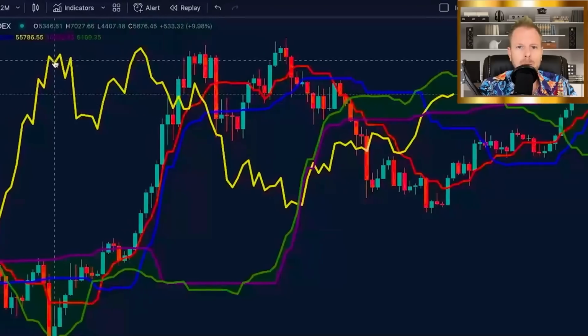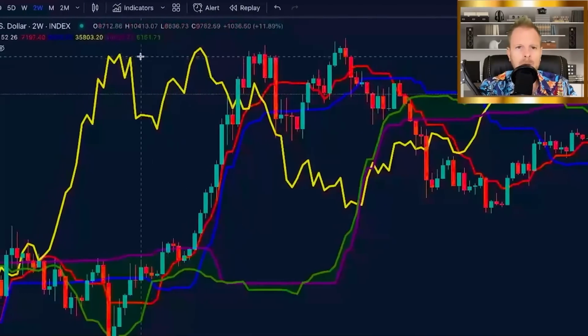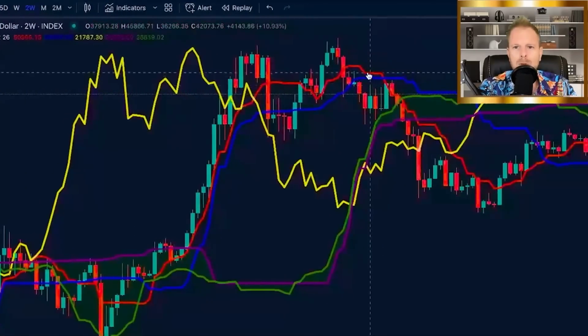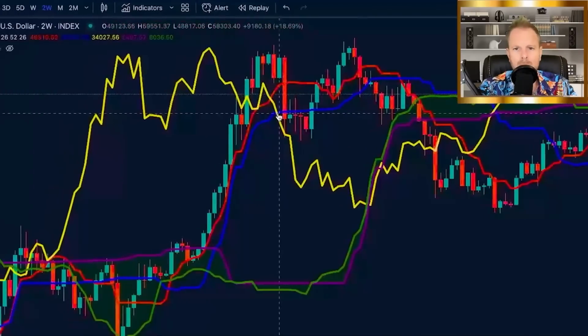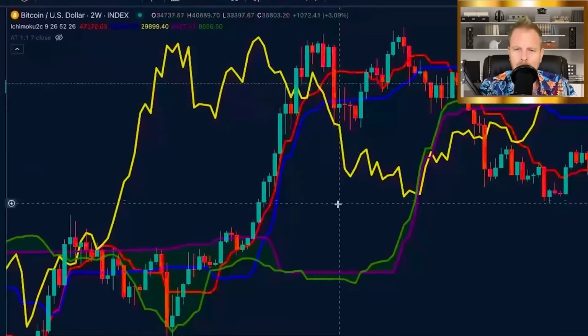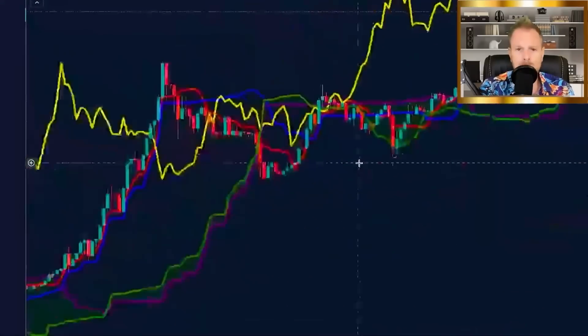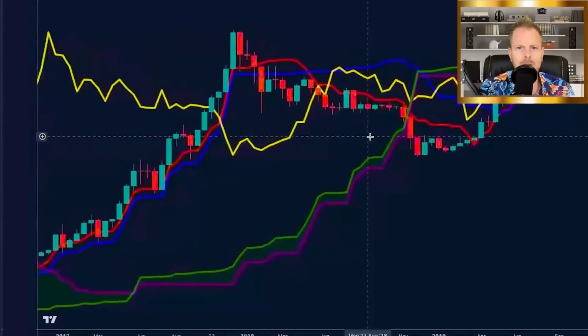You have test number 1. Okay, 1 year before, change directions. Test number 2, red line through the blue line. Test number 3, did the yellow line cross the blue line? It happens right near the market cycle top. That's what it did in 2021. Let's look at the previous cycle.